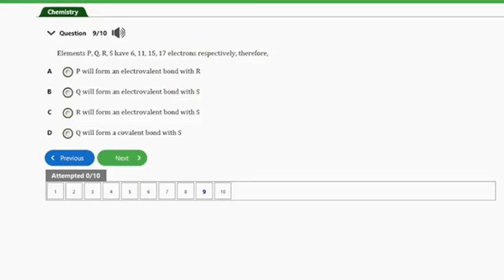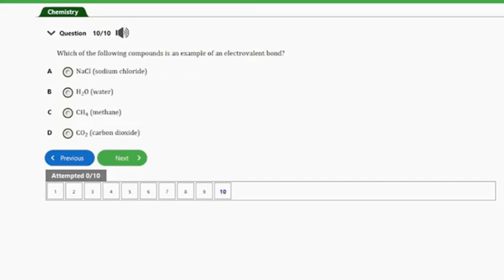So guys, when Q forms a bond with S, they will form an ionic bond, which is a bond between a metal and a non-metal. So guys, that's the correct answer to this question, and that's option B. It's an ionic bond or electrovalent bond. So let's look at the next and the last question, and that's question number 10 here.